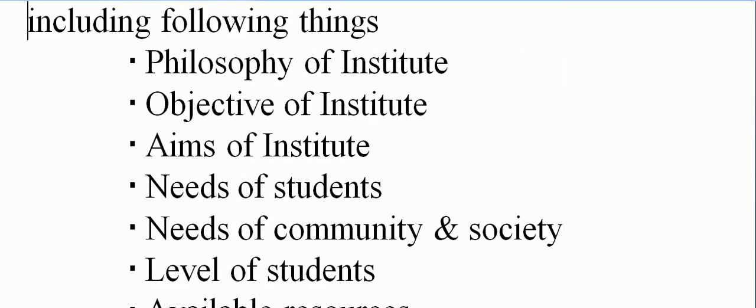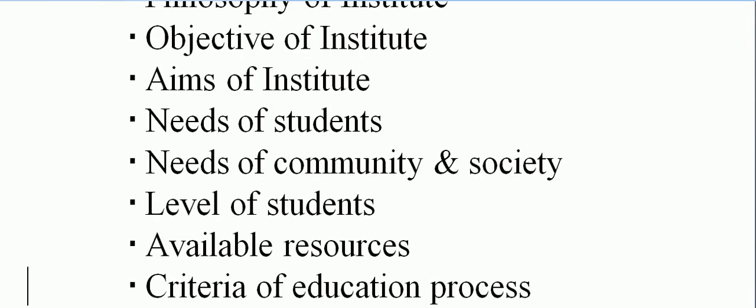First we must formulate our philosophy of the institute, objective of the institute, aim of the institute. Then if we plan a curriculum for BSc nursing, then we must evaluate the need of the student, need of the community, need of society, need of the healthcare system, and then the level of the student, which level of students is there. If it is BSc, meaning 12th science students, then the level of the student is 12th science. So science students must learn this type of nursing in BSc nursing.